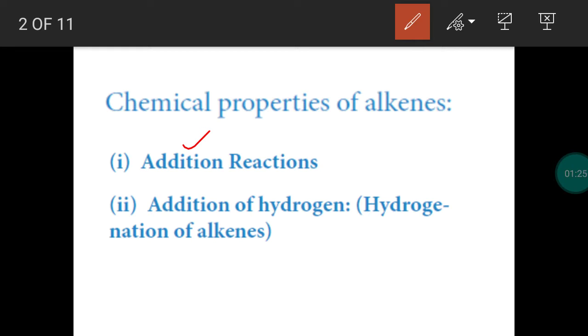First addition reaction: addition of hydrogen. When we add hydrogen, the process is called hydrogenation. With an alkene, when you add hydrogen, the double bond will be broken and you will get an alkane. Vanaspati can be prepared by this method. You take vegetable oil, add hydrogen in the presence of a metal catalyst like nickel, palladium or platinum, and we get vanaspati, an alkane.